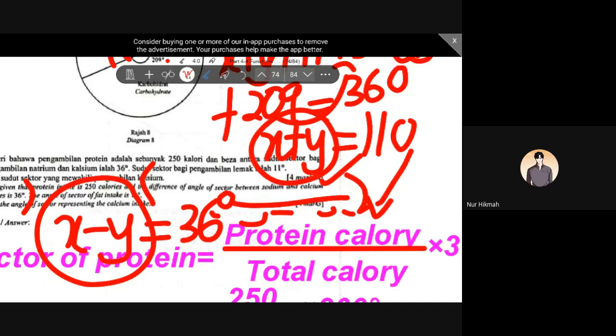Berapa possibility kaedah untuk cari nilai X dan Y? Based on everything yang kamu belajar dari Form 1 sampai Form 5, how many methods can you use? Yes, Form 5 ada advantage. Form 5 dah ada belajar kaedah matrix, jadual, metric. Syafiq, very good, complete answer. Yes, Alicia, simultaneous equation. Yes, good.